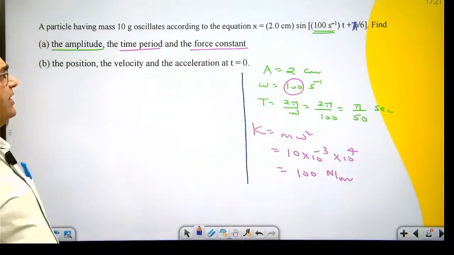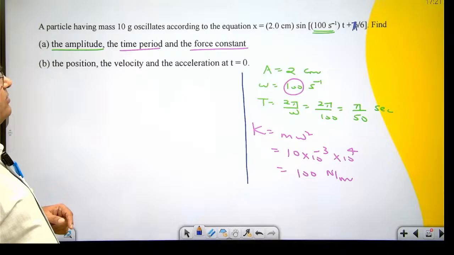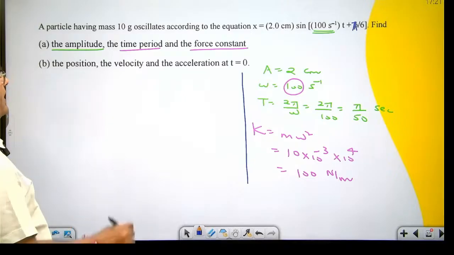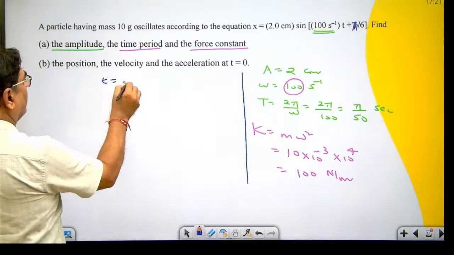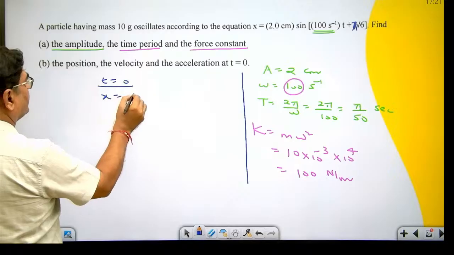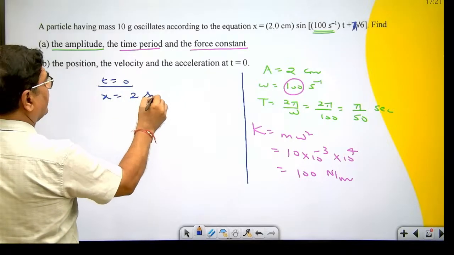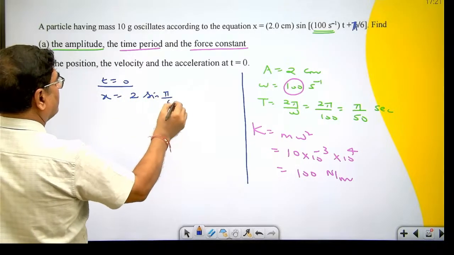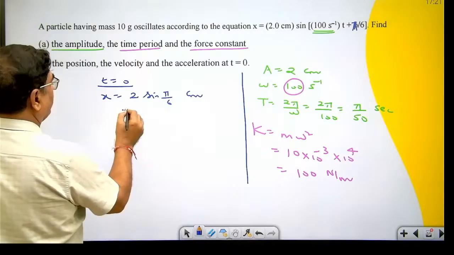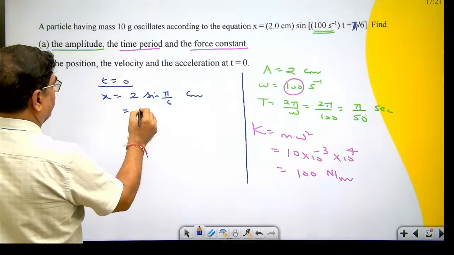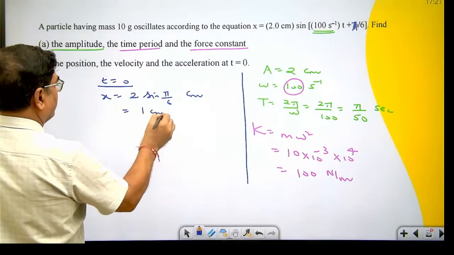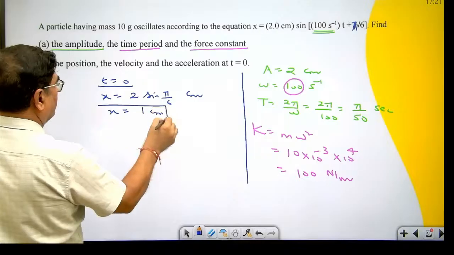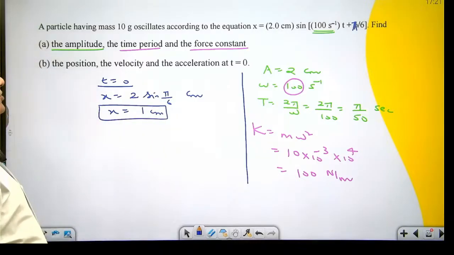If you substitute t equal to 0 in the equation, you get x equal to 2 sine pi by 6 at t equal to 0. Position is 2 sine pi by 6. This is in centimeter. Pi by 6 means sine 30 degree. Sine 30 means 1 upon 2. This is 1 centimeter. So this is the position at t equal to 0.